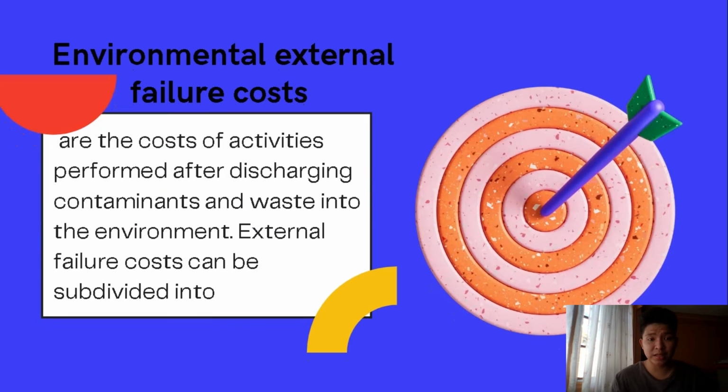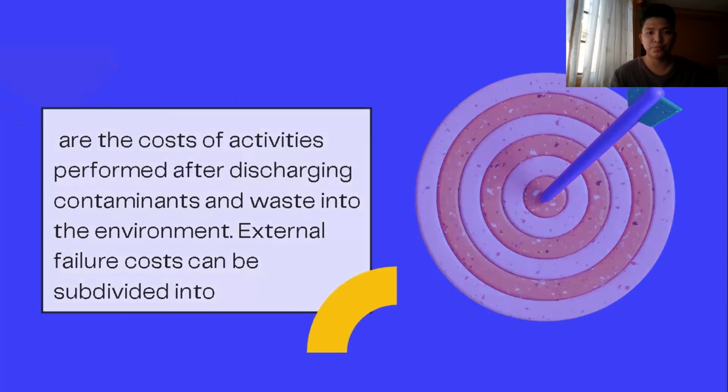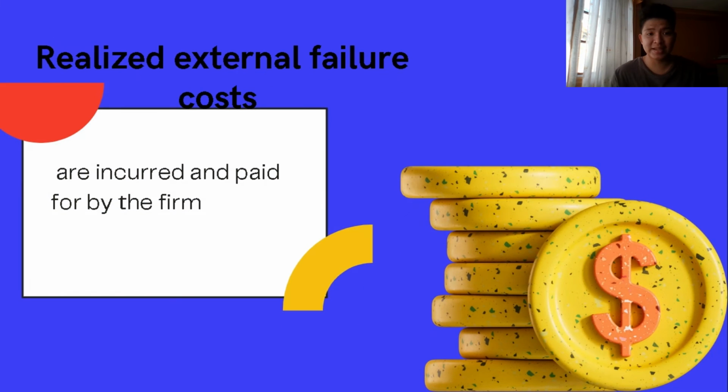Next is the environmental external failure cost. These are the costs of activities performed after discharging contaminants and waste into the environment. So the external failure cost can be subdivided into, first, the realized external failure cost. It is the cost that is incurred and paid for by the firm. So it is the external failure cost that is paid for by the firm.